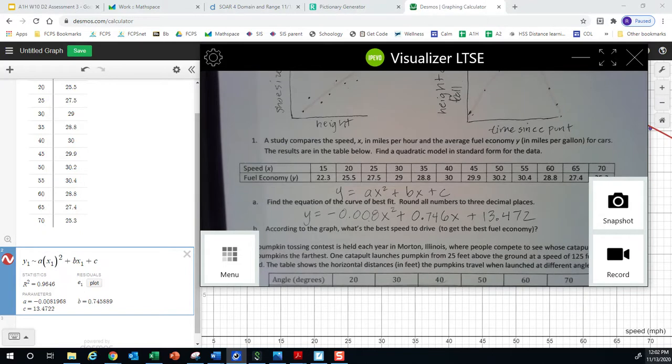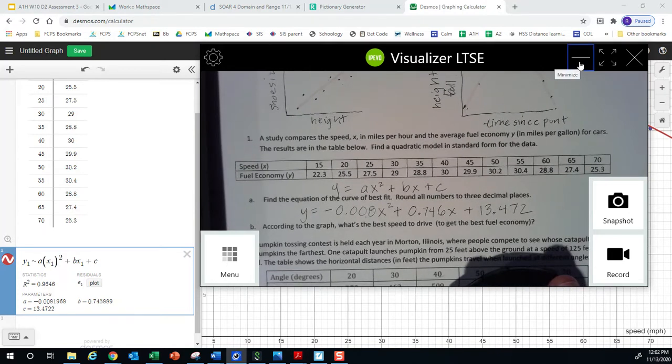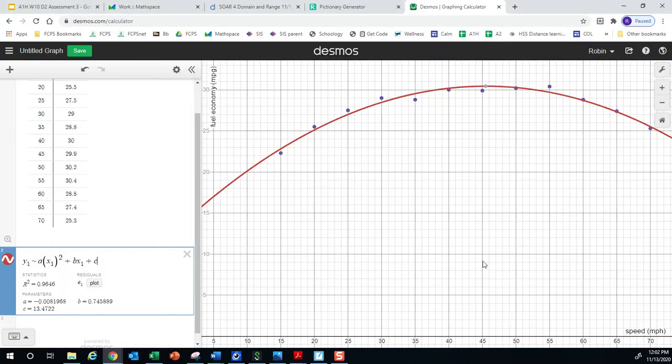Next question is, according to the graph, what is the best speed to drive to get the best fuel economy? Well, the best fuel economy is the one that's the highest, right? You want your fuel economy to be high so you don't use a lot of gas. And this is the highest point, right? The best fuel economy would be 30.4, and that would happen if you were driving about 45 miles per hour. So that's the speed that you want to drive if you want to get the best fuel economy. And that's actually true. This isn't a made-up problem. That's the best speed for fuel economy, to go 45.